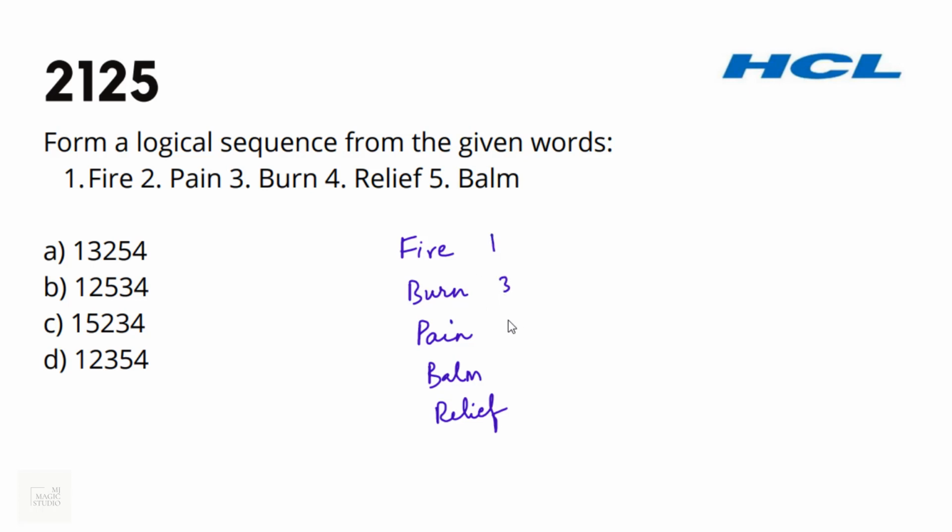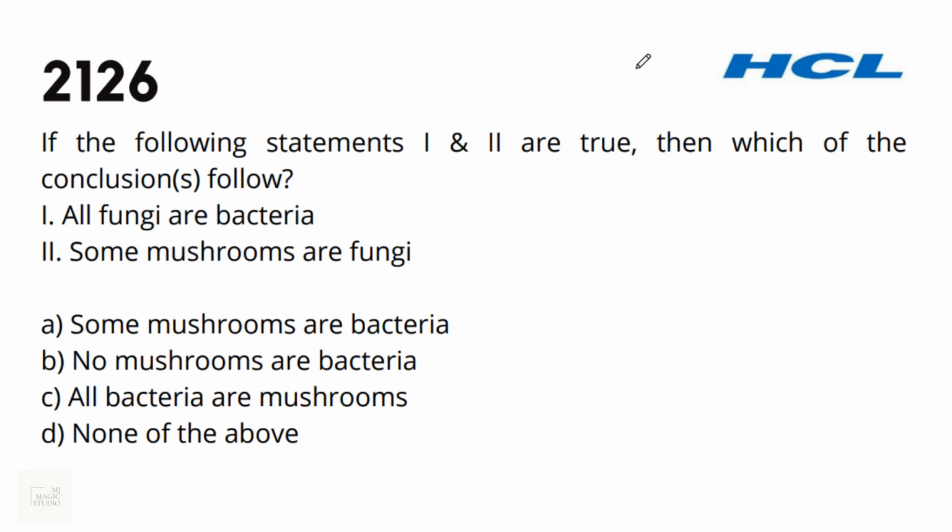So fire is 1, burn is 3, pain is 2, balm is 5, and relief is 4. We should have 1, 3, 2, 5, 4. 1, 3, 2, 5, 4 features in option A, and that's our story.